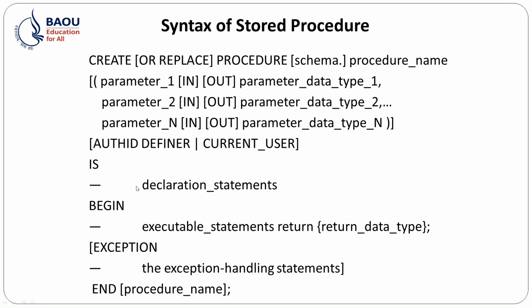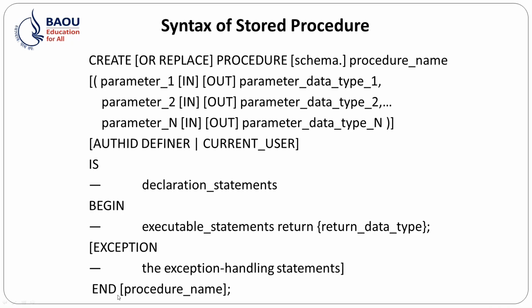Then here we declare the variables, and then BEGIN. Here in the BEGIN part, our logic is here, the executable statements, and the return statement is also written here, which value it will return. But in a procedure, there is no return part. It automatically uses the OUT parameter mode, so it will return the value. And then the exception section, it is optional, not compulsory.